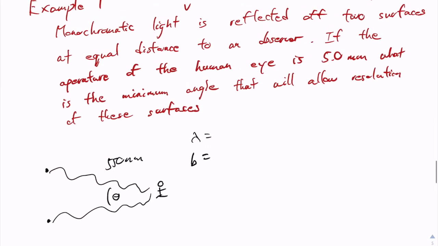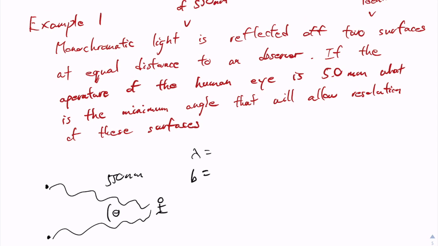Okay, whoops, went a little bit too fast. So monochromatic light of 550 nanometers is reflected off two identical surfaces at equal distance to an observer. So I've got a little diagram down there already. If the aperture of the human eye is 5 millimeters, what is the minimum angle that will allow resolution of these surfaces? So what we're given here is we've got the wavelength.